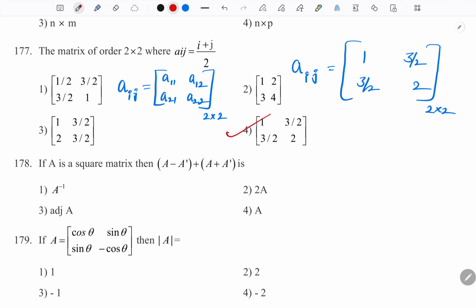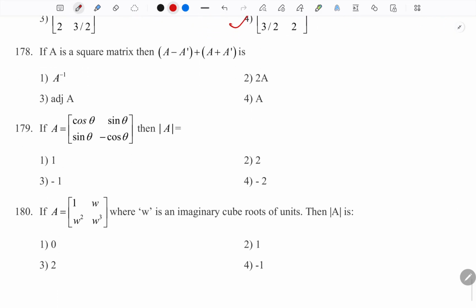Next one. If matrix A satisfies both, the sum of this one and this one, what is the result? Very simple. The minus and plus will cancel, so a plus a, how much will we get? I will write one more step here. This one and this one will be cancelled, then the resultant is 2a. So option number 2.